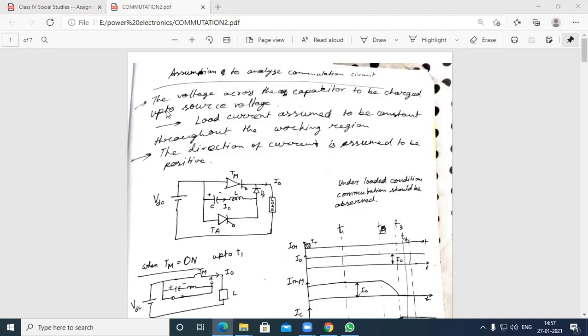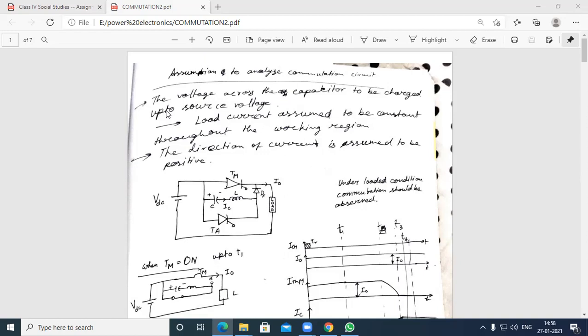And that was discussed in the previous class also. The load current is assumed to be constant throughout the working region, and the direction of current is positive. And this commutation should be observed during the loaded condition. That is, it is on, and during that time the current is passing through the load. That time the turning off of the SCR will happen. Okay.